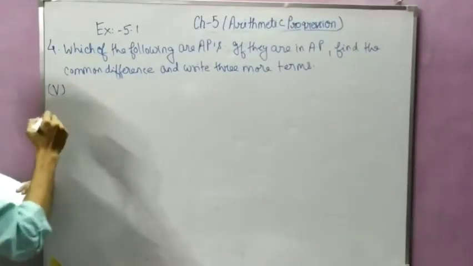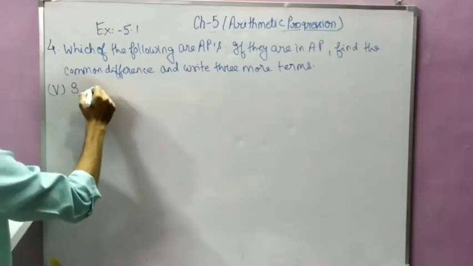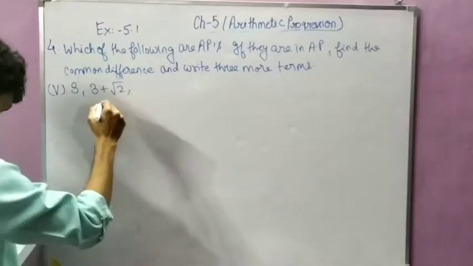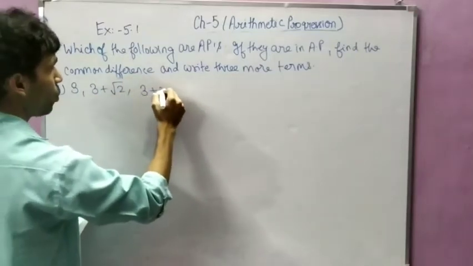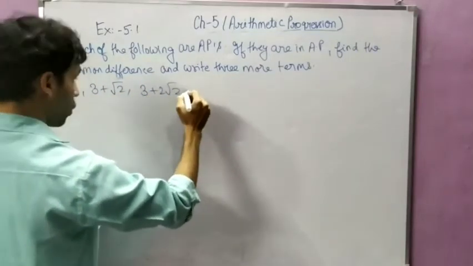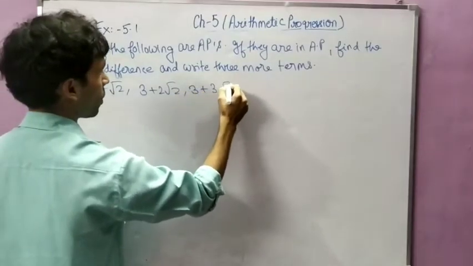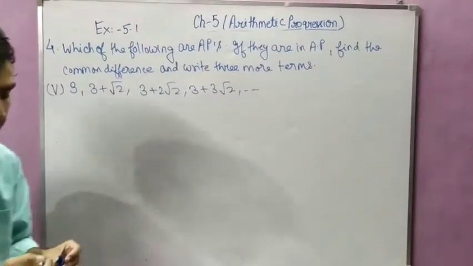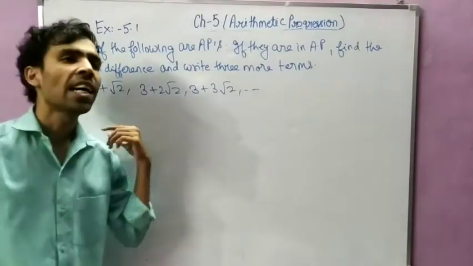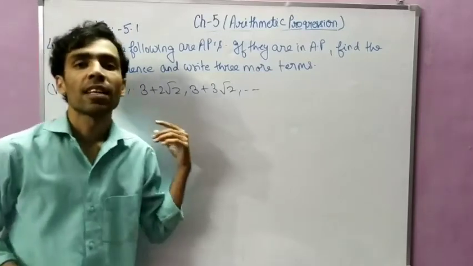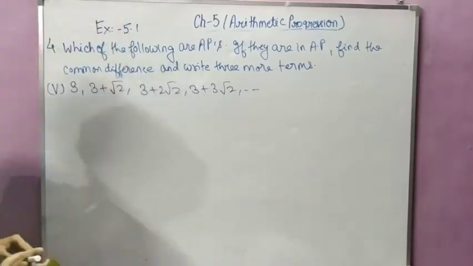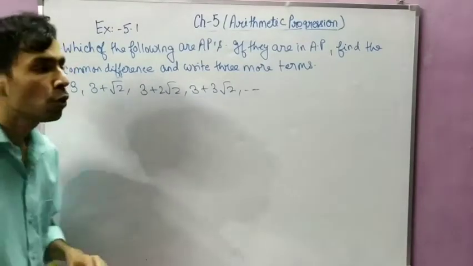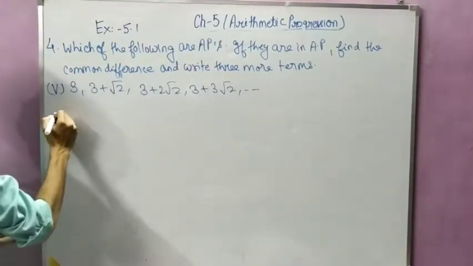So the fourth question is: 3, 3 plus root 2, 3 plus 2 root 2, 3 plus 3 root 2, and so on. Student, when you understand well, then you can easily identify which of the following sequences are in AP or not. So by seeing this sequence, the first term is A. We have to check whether these are in AP or not. So we will calculate the common difference.